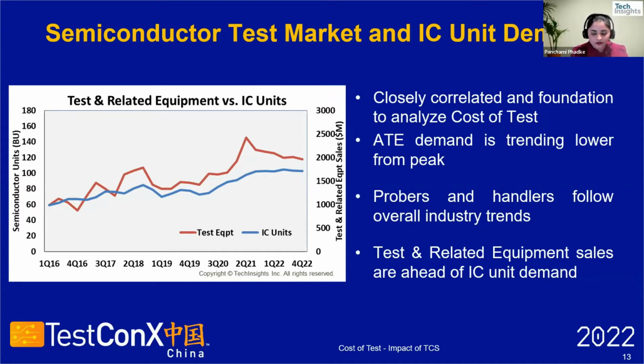Now, the overall demand for test equipment is trending low from its peak in the second quarter of 2021. From our analysis, the probers and handlers follow the overall industry trends of the test market. So currently, the sales of test and related equipment are a little higher than the demand for ICs. And this plot lays a good correlation and foundation for our cost of test analysis.